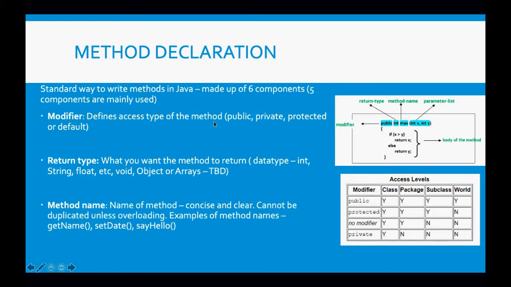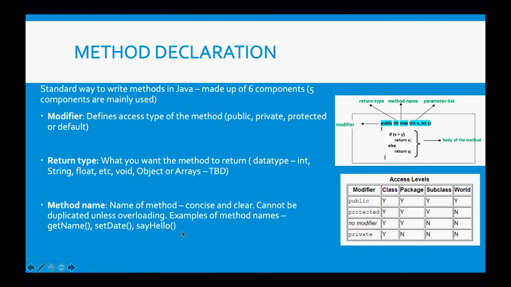So the second component is the return type, which is this integer here, the second one after the public. This is what you want your method to return. If you want it to return an integer or a string or a float or a double or any data type, and if you don't want it to return anything, you need to put void. It can also return an object or an array, which will be discussed later on in the course. And the next component is the method name.